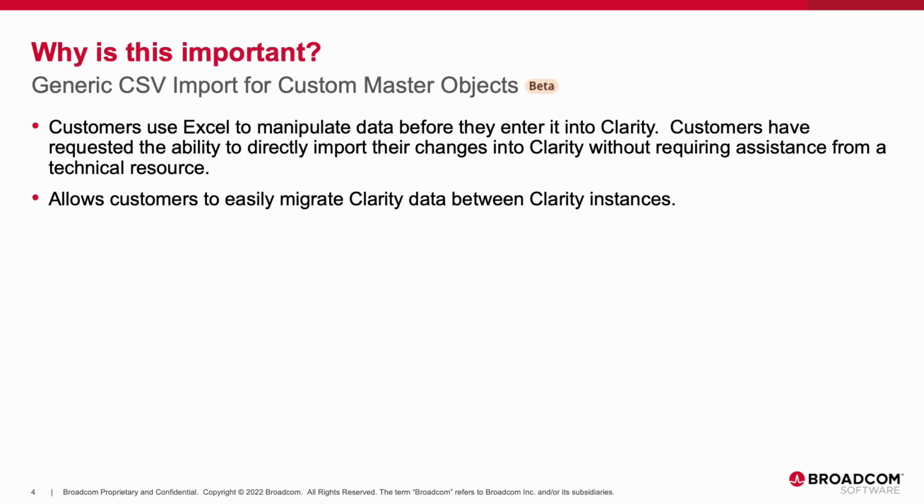So why are these updates important? Customers have data in Excel, which they use to manipulate the data, and they want to import that into Clarity. They want to be able to enable themselves to make the changes and import it without having to have a technical resource do that for them. They also have lookup data, which we haven't been able to handle in our CSV import for roadmaps, so these new changes are a big plus. Also, it allows customers to migrate data between systems: export the data correctly based on what locale you're in, and then easily import that data into Clarity.